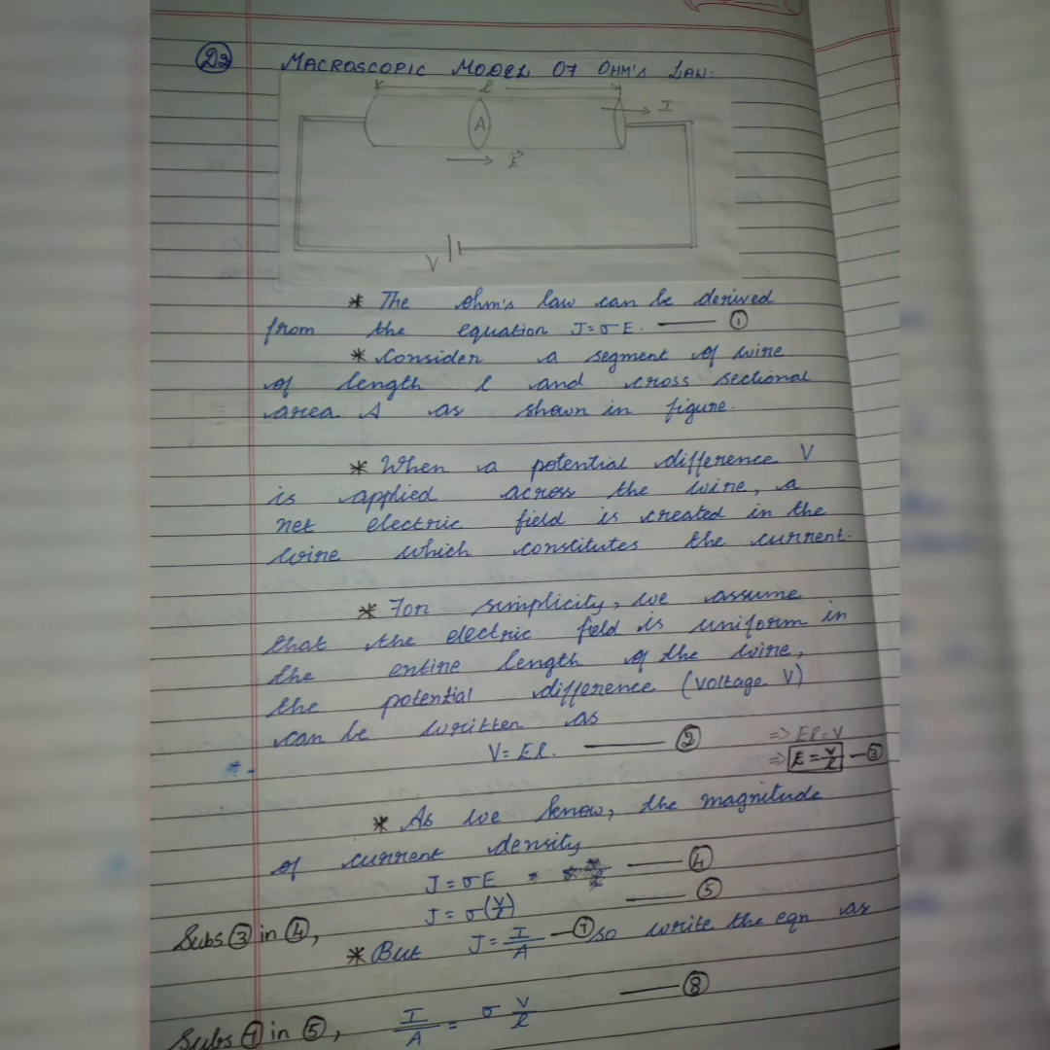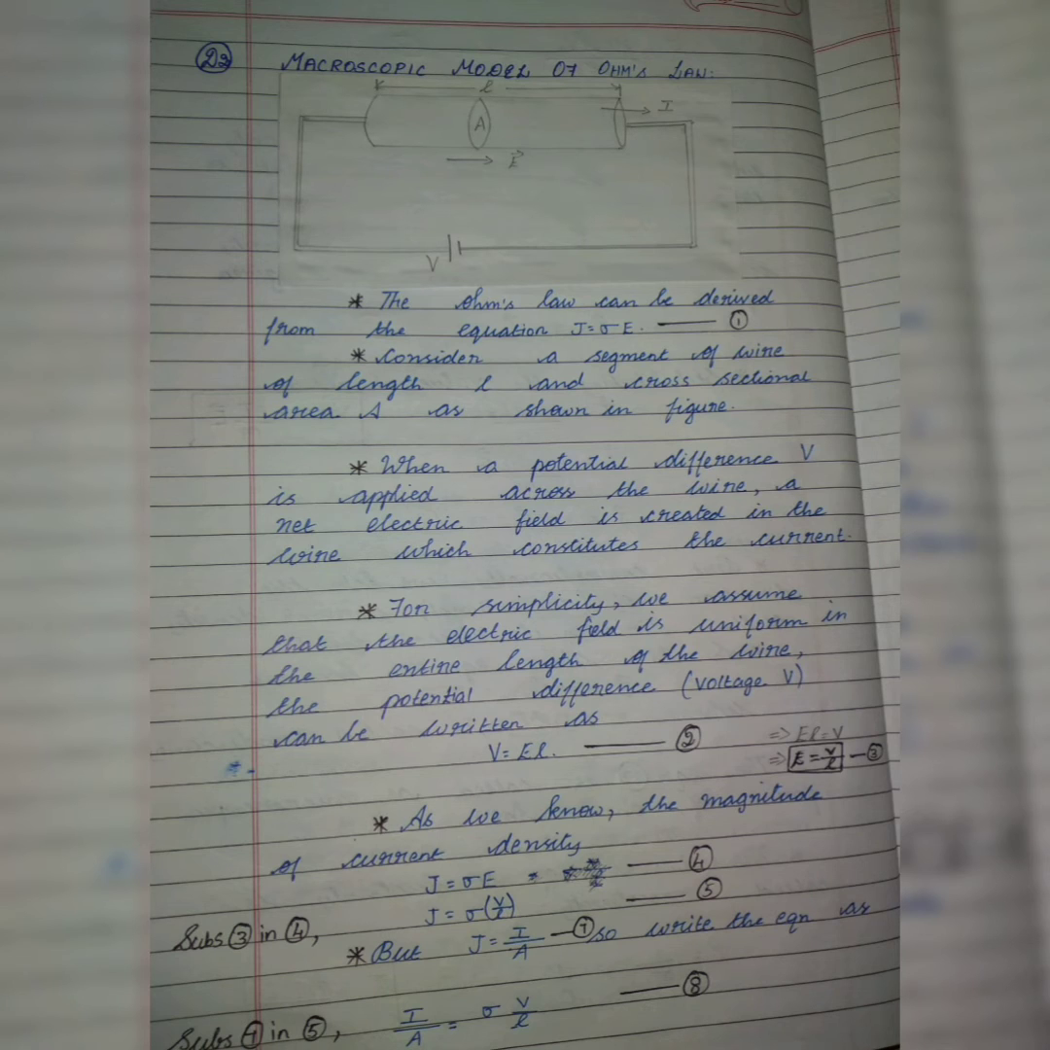Then we can consider the value of E, that is V divided by L, as equation number 3. As we know, the magnitude of current density formula is J is equal to sigma into E. We can consider this as equation number 4.